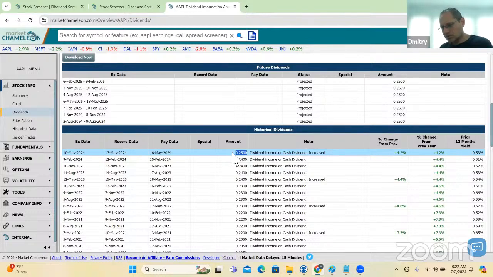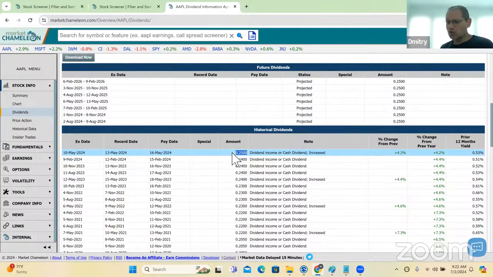Also, when we look at options, a component of the option pricing model is the cost of carry. And part of the cost of carry component is the dividend amount.